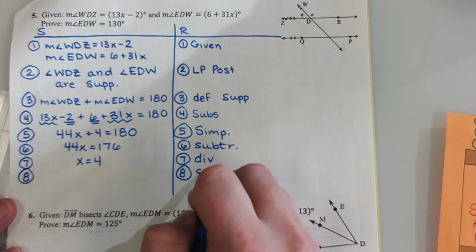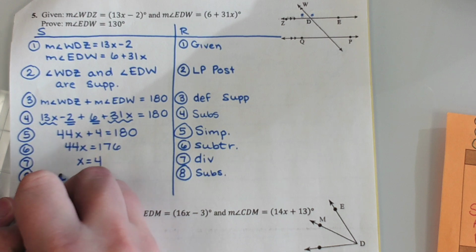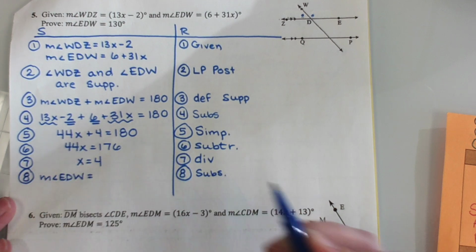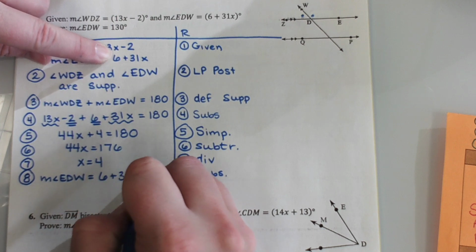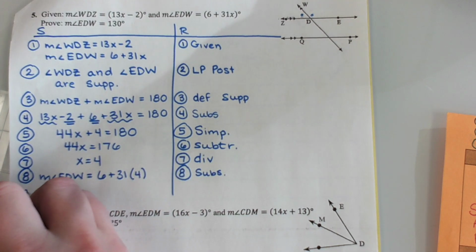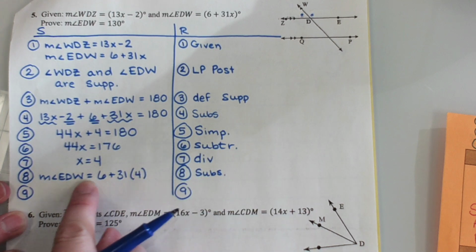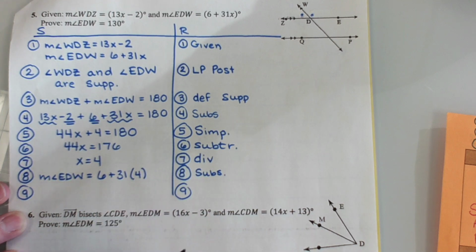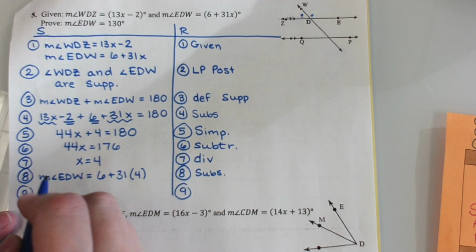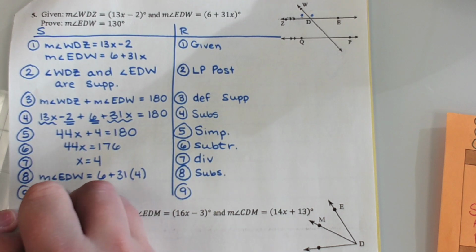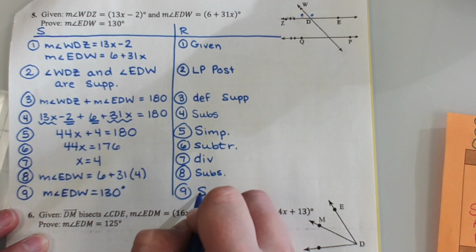I'm going to substitute. Measure angle EDW was equal to 6 plus 31x, so 6 plus 31 times 4. Make sure you're following PEMDAS. Do not add before you multiply. 31 times 4 is 124 plus 6. Is that 130? Yes. And that is simplified.